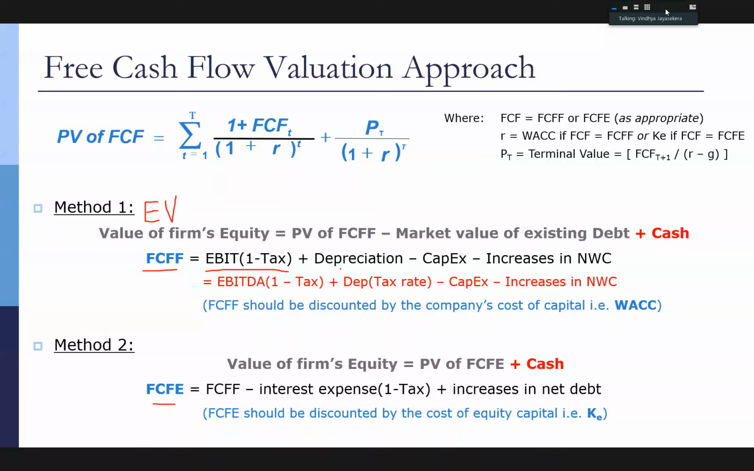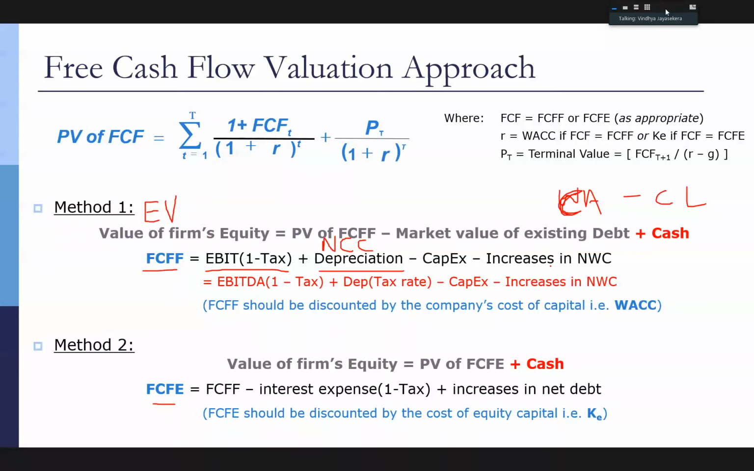Then add back any non-cash items. Depreciation is a very easy terminology I have used, but actually it's not just depreciation, it is any non-cash component. So you add it back. From this, I reduce any capital expenditure that I have, and any increases in working capital. Working capital means my current assets minus my current liabilities.